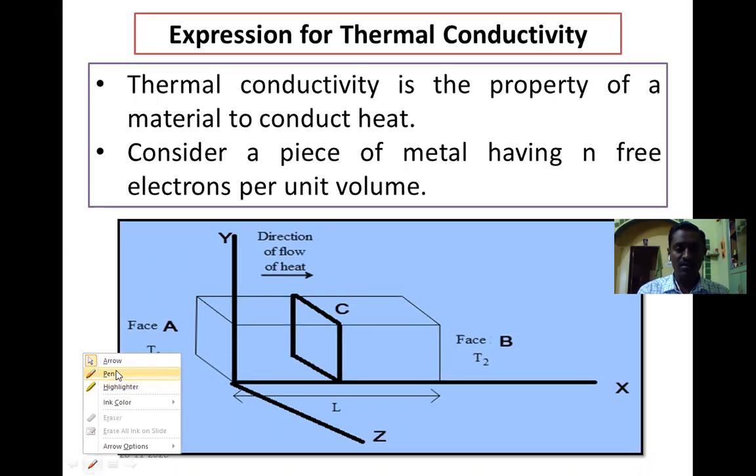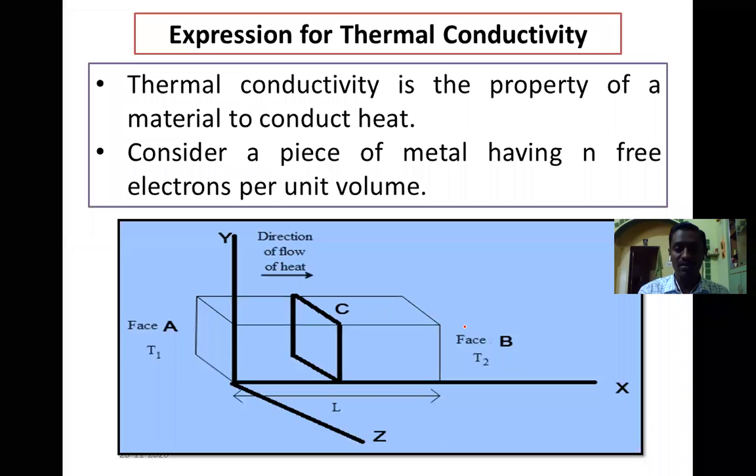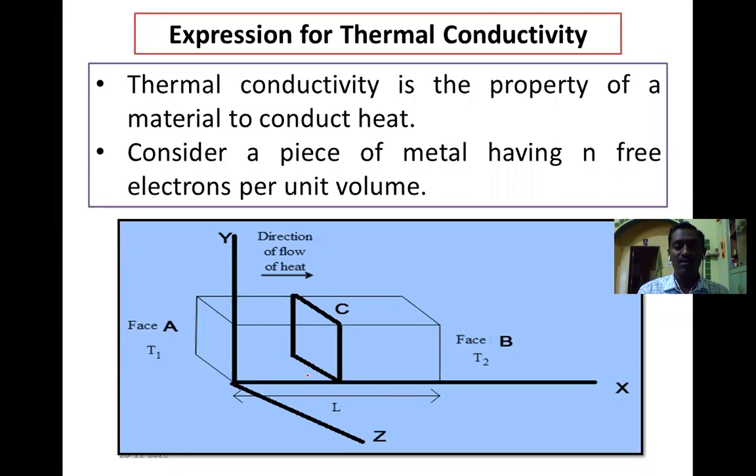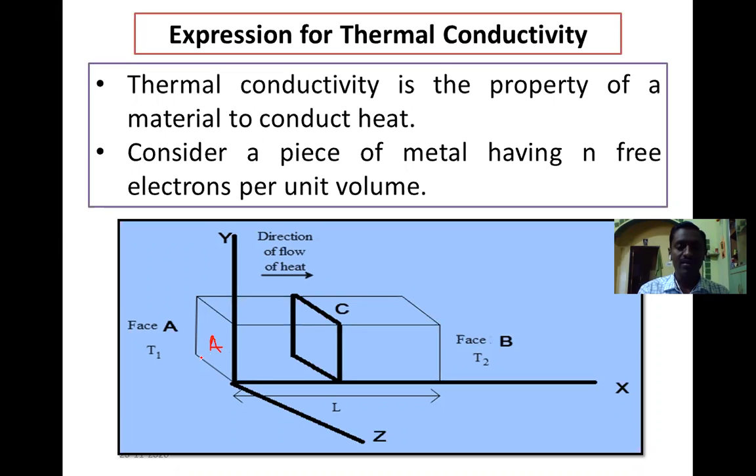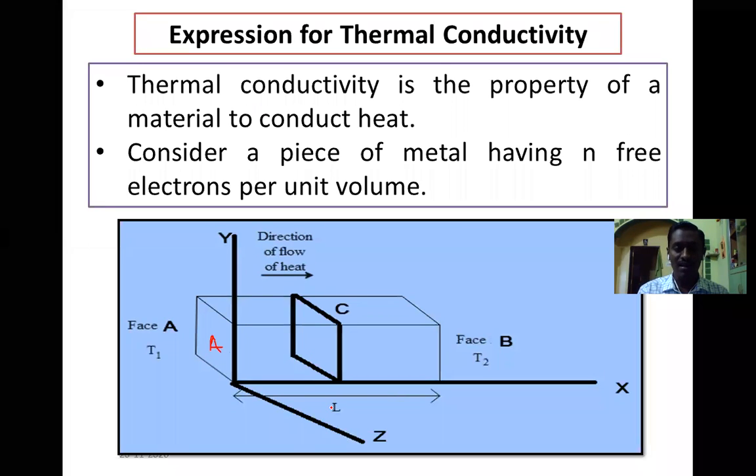shaped metal block. This metal block is having, suppose, two opposite surfaces, here phase A and the second one is the phase B. And again we have considered a third phase at the center of the block. The block is having a length of capital L, and the area of cross section here is capital A. Here capital A is the area of cross section of this parallelopiped, and the length of the parallelopiped is capital L, and this block has n number of free electrons per unit volume.